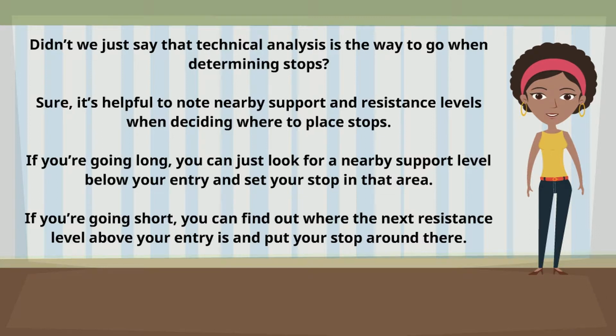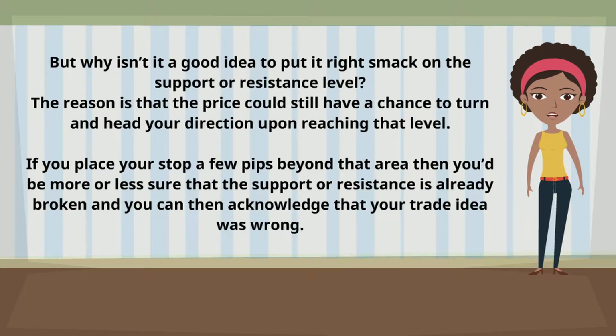But why isn't it a good idea to put it right smack on the support or resistance level? The reason is that the price could still have a chance to turn and head your direction upon reaching that level. If you place your stop a few pips beyond that area, then you'd be more or less sure that the support or resistance is already broken, and you can then acknowledge that your trade idea was wrong.